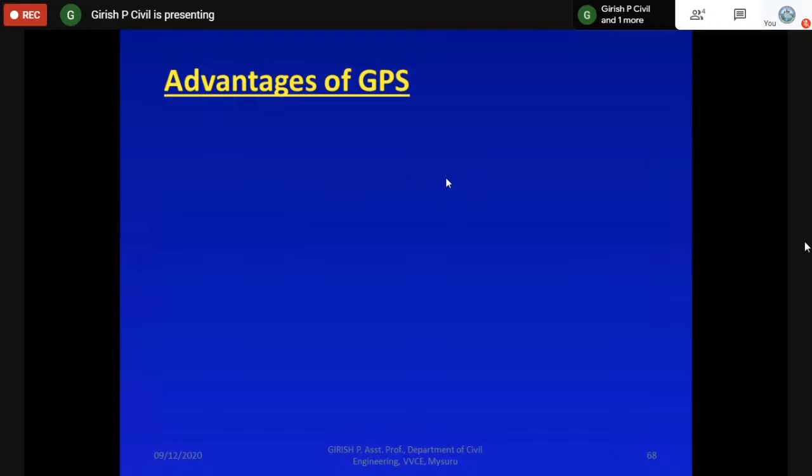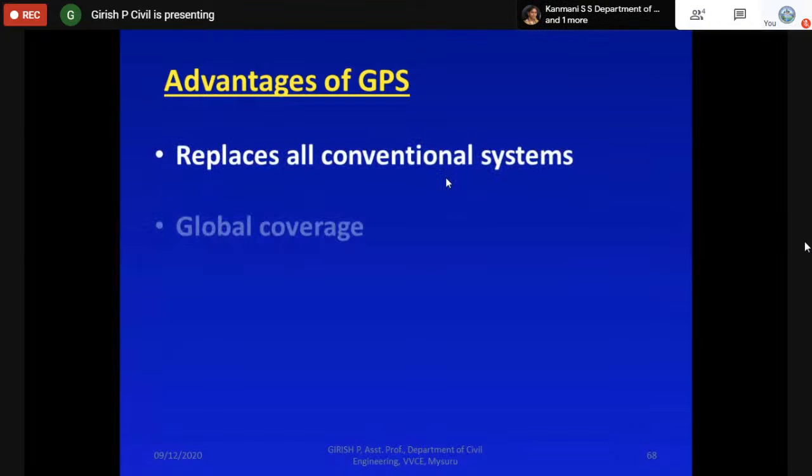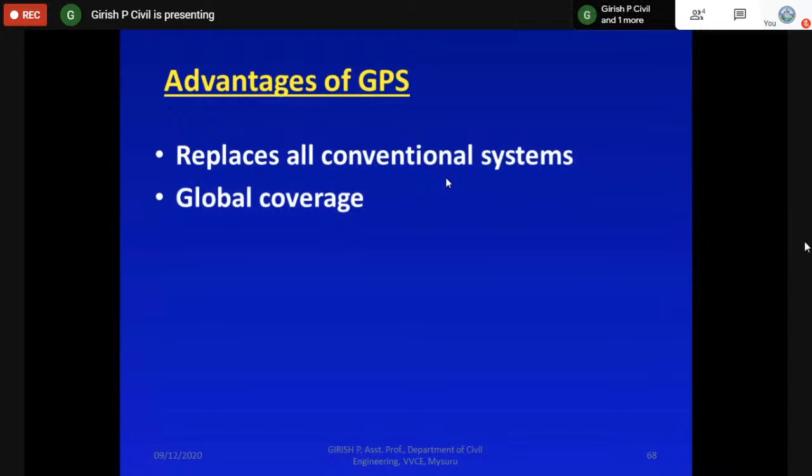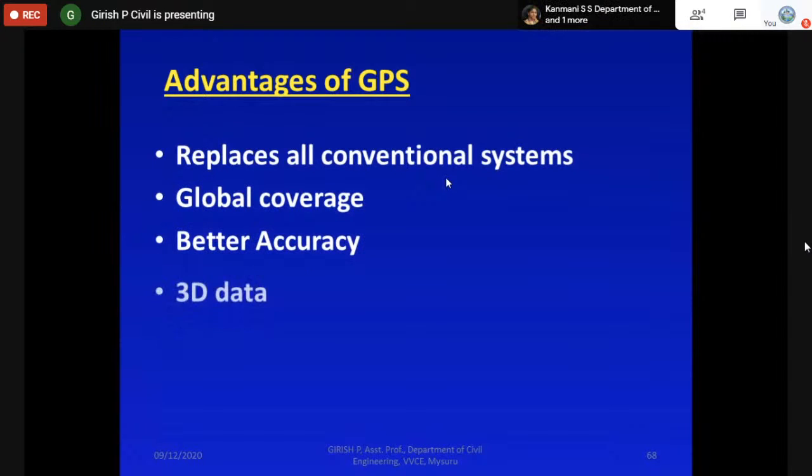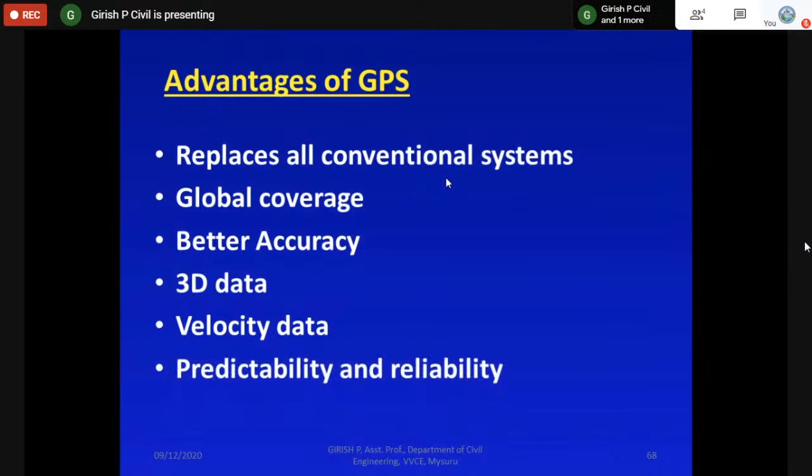Coming to the advantages of GPS. More importantly, it replaces all the conventional systems, and it has global coverage, better accuracy, 3D data, high velocity of data, predictability and reliability. These are the set of advantages of GPS.